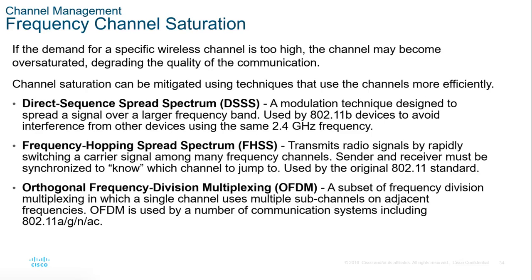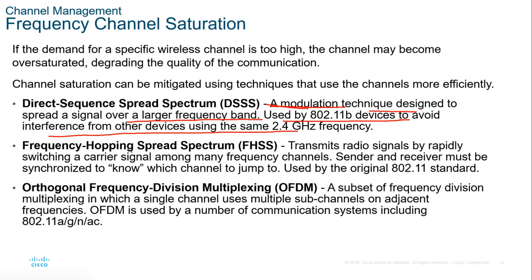We have direct sequence spread spectrum, we have frequency hopping spread spectrum, then we have orthogonal frequency division multiplexing. So the descriptions are there, you can try to read. This modulation technique is designed to spread signals over a large frequency bandwidth, used by 802.11b devices to avoid interference from other devices using the same frequency.